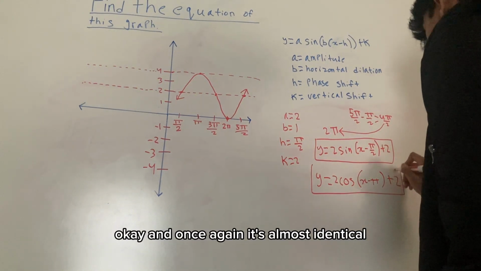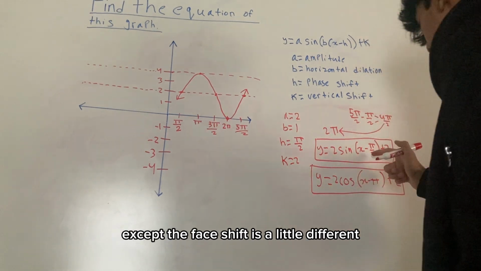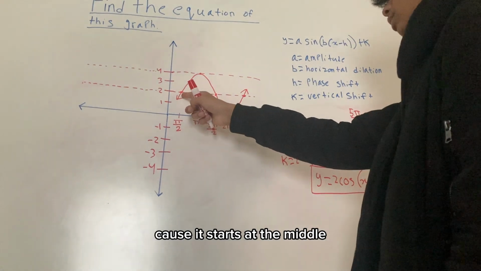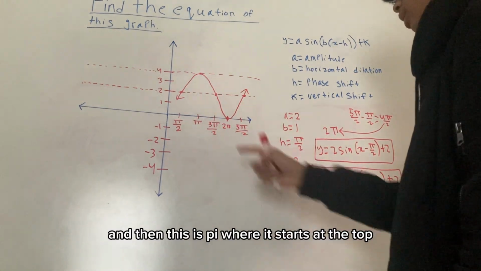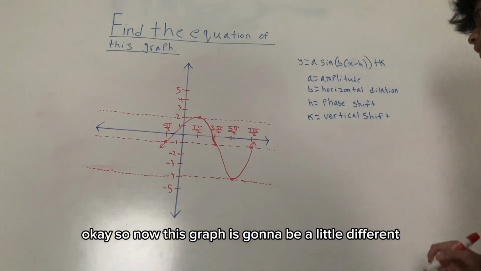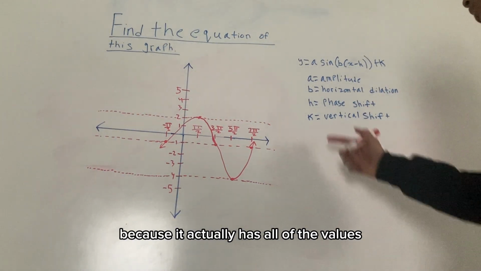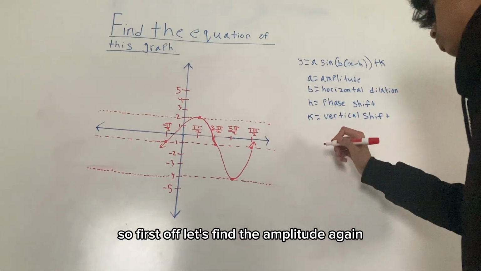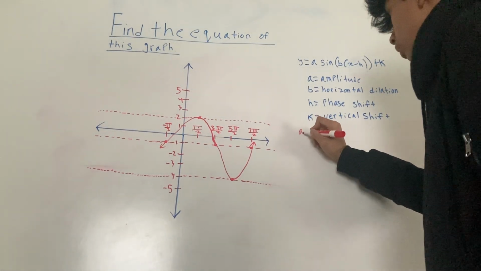Okay, and once again, it's almost identical, except the phase shift is a little different, where sine is pi over 2, because it starts at the middle, and then this is pi, where it starts at the top. Okay, so now this graph is going to be a little different, because it actually has all of the values. So first off, let's find the amplitude again.